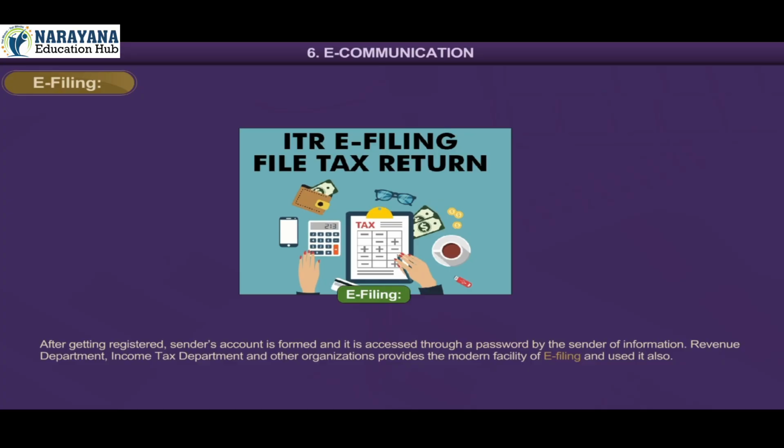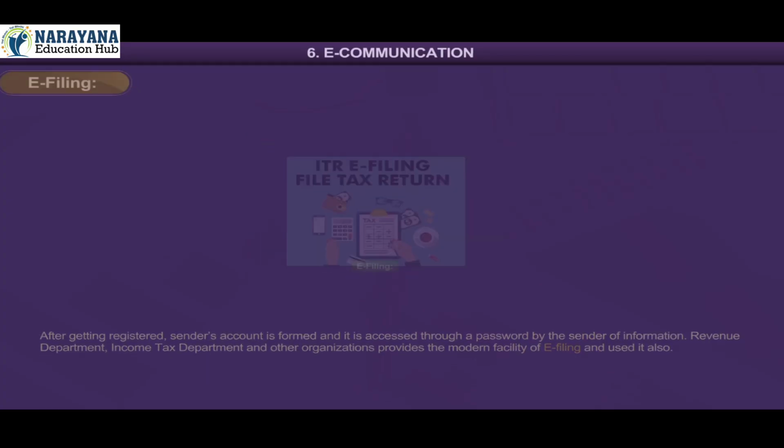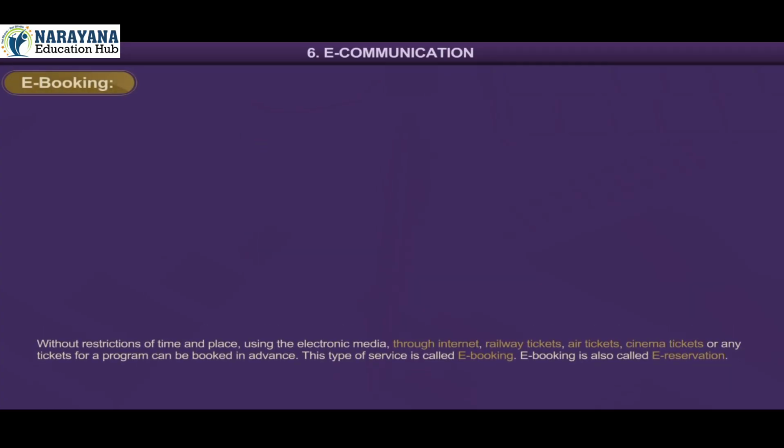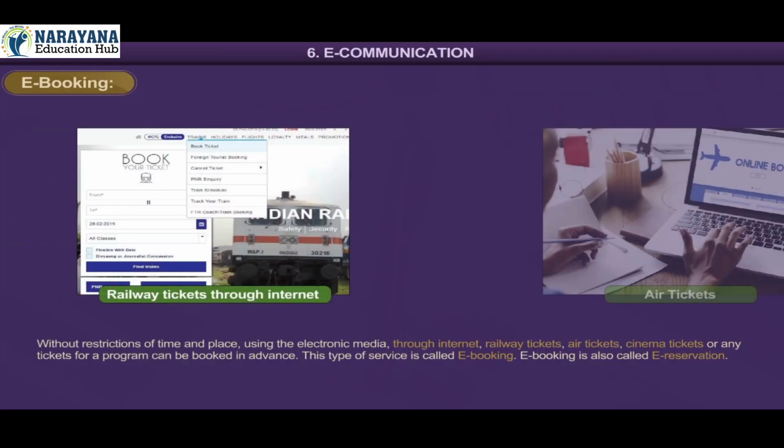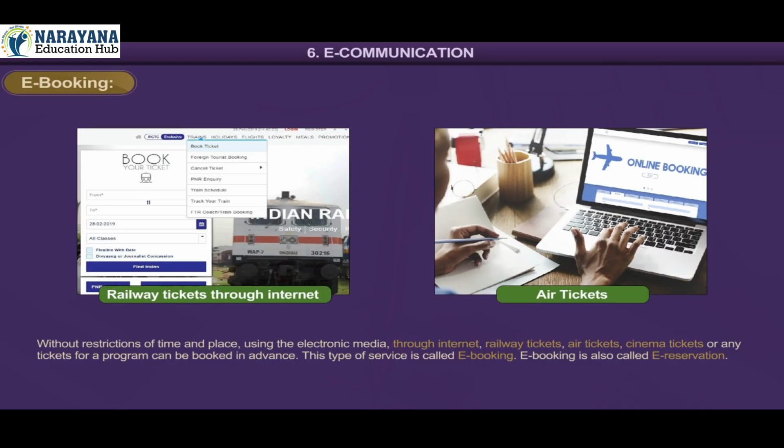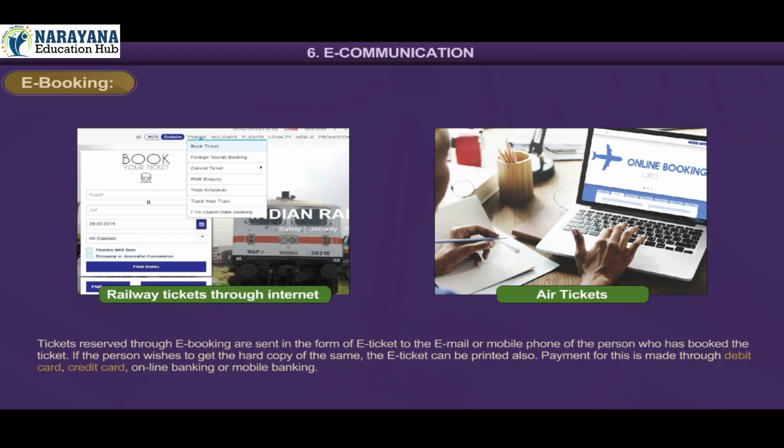E-booking. Without restrictions of time and place, using the electronic media through the internet, railway tickets, air tickets, cinema tickets, or any tickets for a program can be booked in advance. This type of service is called e-booking. E-booking is also called e-reservation. Tickets reserved through e-booking are sent in the form of an e-ticket to the email or mobile phone of the person who has booked the ticket. If the person wishes to get a hard copy of the same, the e-ticket can be printed also. Payment for this is made through debit card, credit card, online banking or mobile banking.